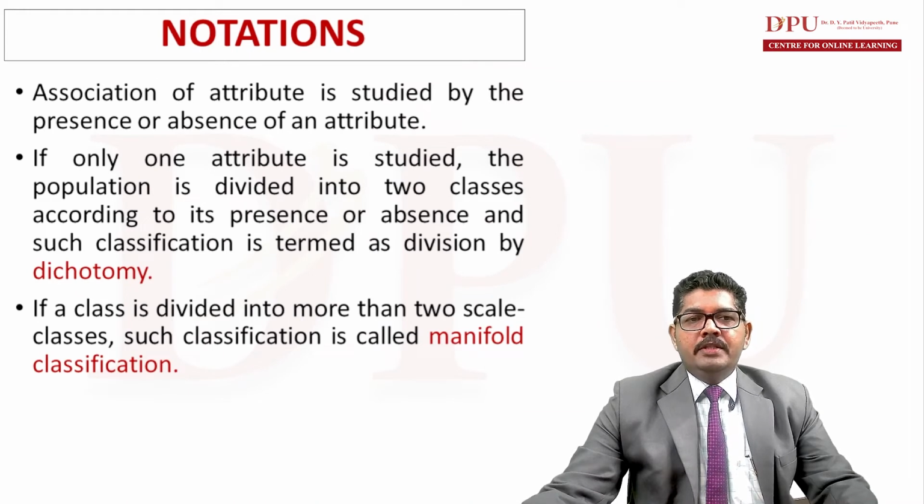There are various notations in this particular unit. Association of attribute is studied by the presence or absence of an attribute. If only one attribute is studied, the population is divided into two classes according to its presence or absence, and such a classification is called dichotomy, because we study only one attribute and whether it is present or not. And if the class is divided into more than two classes, such a classification is called manifold classification.